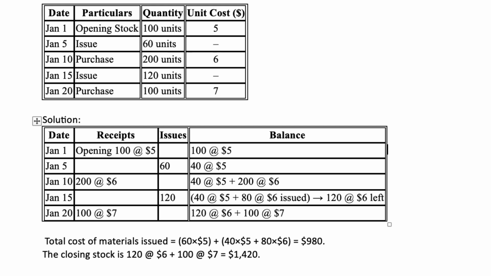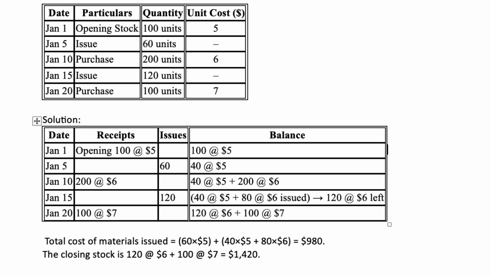Now let's calculate the total cost of materials issued. The first issue was 60 times 5 equals 300. The second issue was 40 times 5 plus 80 times 6. That's 200 plus 480, giving 680. So total issue value equals $980.